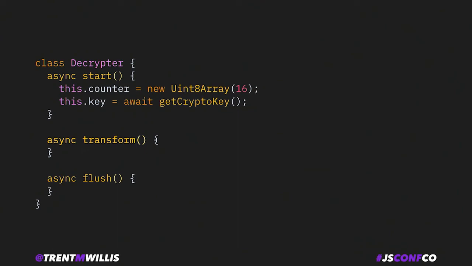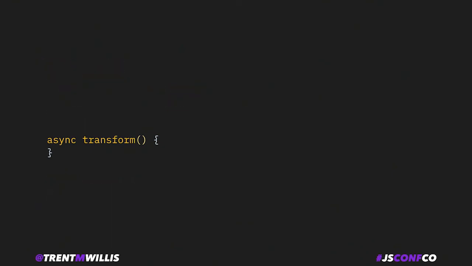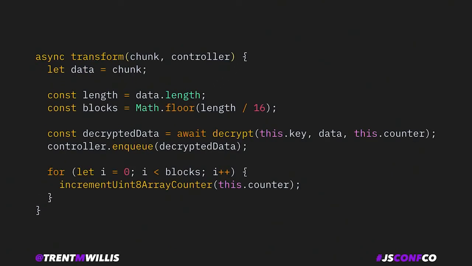Next, we want to get our key, same as before, and the key is going to be the same every single time we run the transform, and so we don't need to get it more than once. Now that we have that state set up, we can dive into the transform function. So this is a lot of code, but we'll walk through it, and there will be even more code. But basically, we start by getting a chunk of data and a controller object. The controller object is what allows us to then write the data out.